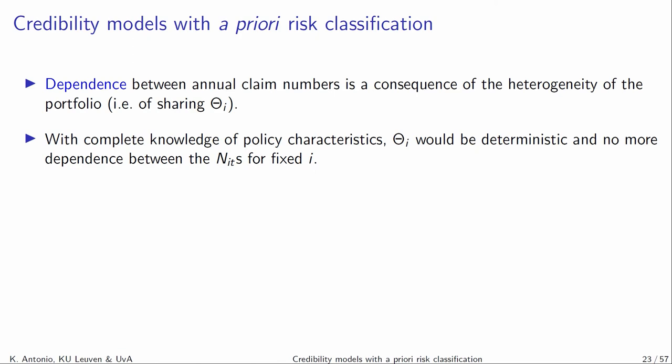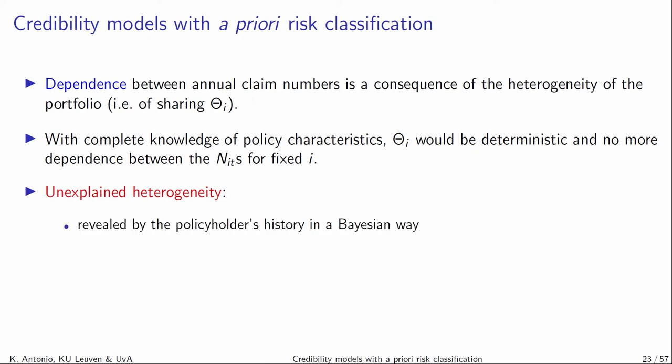So a few words about the dependence. The dependence between the annual claim numbers is a consequence of having them share the same theta. So we say, because it's the same policyholder, that's what's creating the dependence. With a complete knowledge of the policy characteristics, theta would be deterministic. There would be no more dependence between the N_it. So if we really could measure everything, aggressiveness, driving style, everything, then we wouldn't need this framework. We need this framework because there are lots of things we cannot measure or observe. So there is a hidden heterogeneity, or unexplained heterogeneity, revealed by the policyholder's history in a Bayesian way.